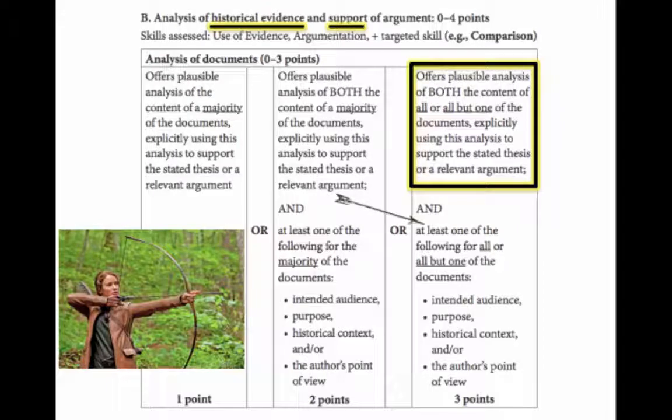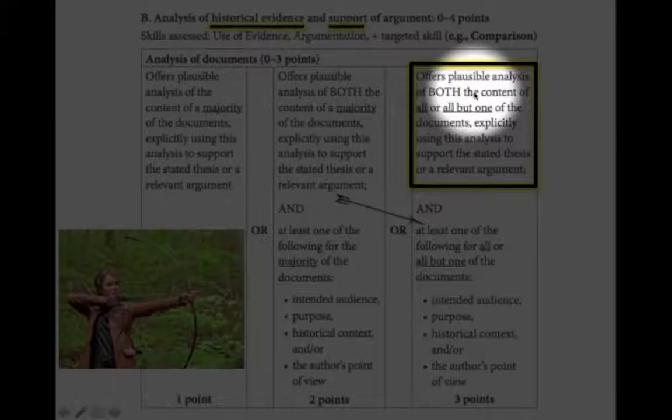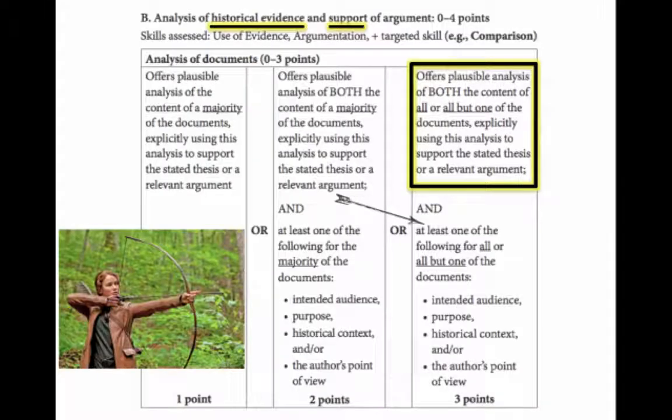3. To get the 3, you need to give analysis of the documents, all but 1. So, you know, this is AP Calculus. There's usually around 7 documents. You could do 6, you're solid. If you do a majority, you're back over in the category 2.